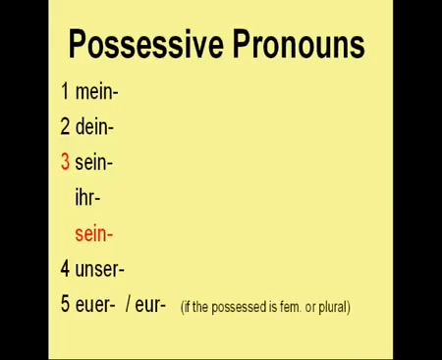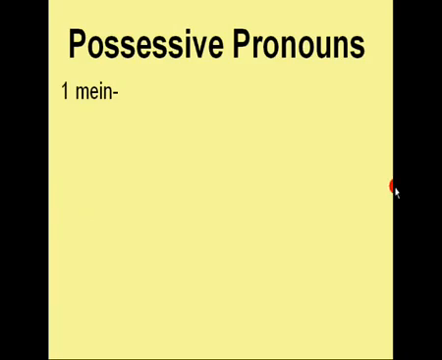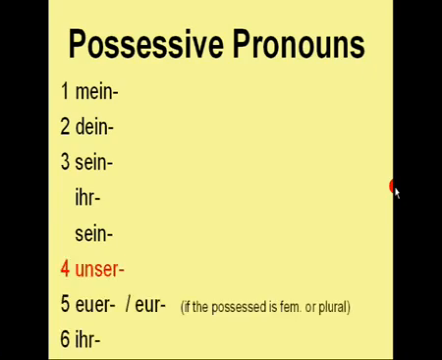If the possessor is in the third person singular and its gender is neuter, we also replace ein with sein, just like for the masculine ones. If the possessor is in the first person plural, its word stem is unser, and this is how its possessive pronouns look like for every case.